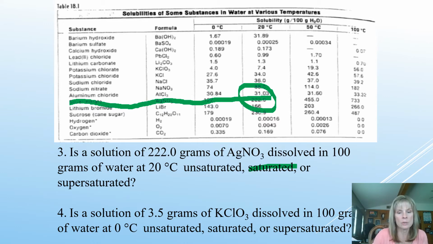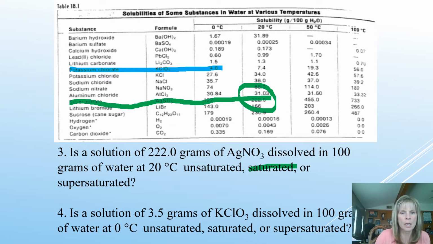Is a solution of 3.5 grams of potassium chlorate dissolved in 100 grams of water at 0 degrees unsaturated, saturated, or supersaturated? Well, let's find another color. Let's see. Potassium chlorate is up here. There's potassium chlorate, and it's at 0 degrees. So let's see, at 0 degrees, what's going on with potassium?